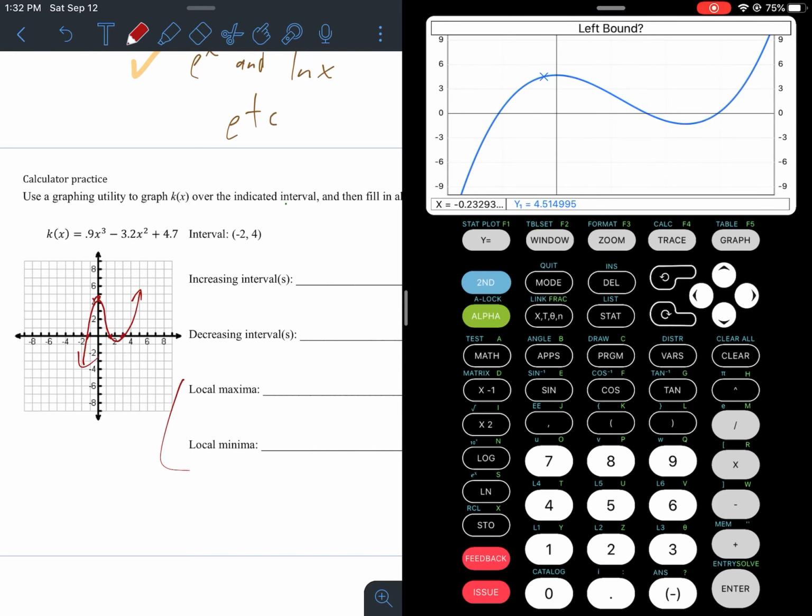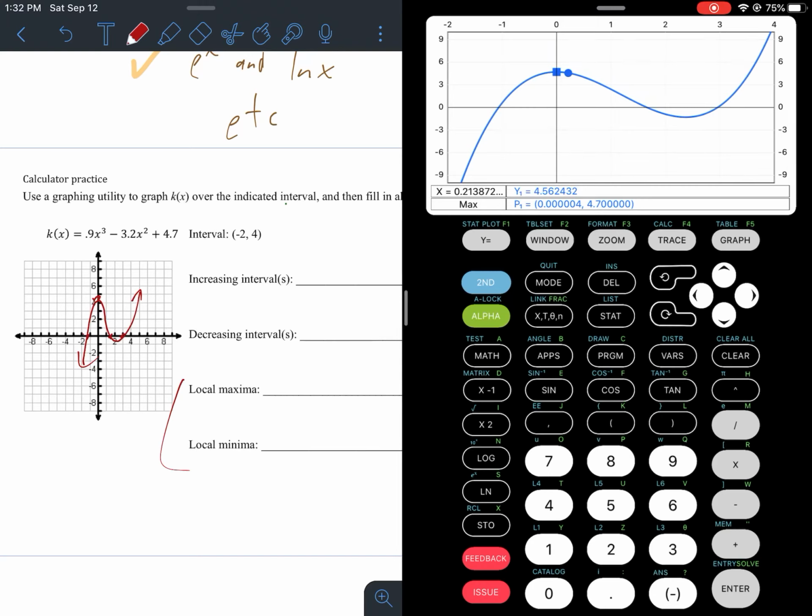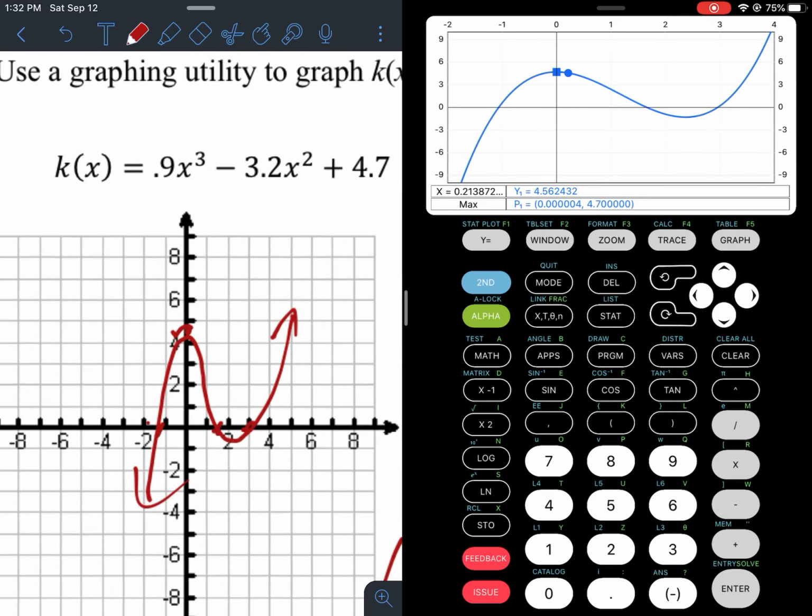So go just to the left of that maximum point there, hit enter. Go just to the right of that maximum point, hit enter. And you can see, you might have to hit a third one that says guess. I'm not sure what your calculator is doing, but my calculator's already given me my maximum of 0, 4.7. So the local maximum would be 4.7. And that would be that point right there, 0, 4.7.